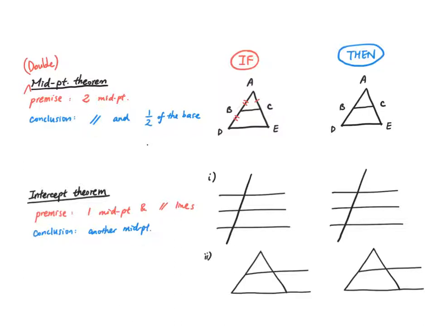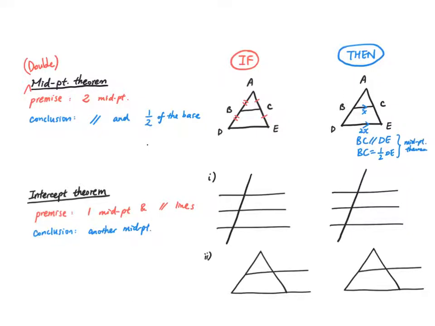So we have AB equals to BD and AC equals to CE. This is called the if premise. And then what can you tell? You can tell two things. The first thing is that BC must be parallel to DE. It means this one. The second thing is BC must be half of DE. It means if BC is x, then DE would be 2x. Also, for both of them, you can claim it using the midpoint theorem.